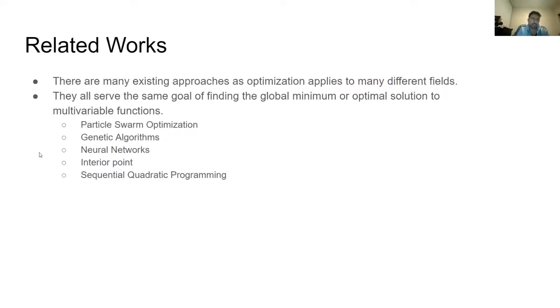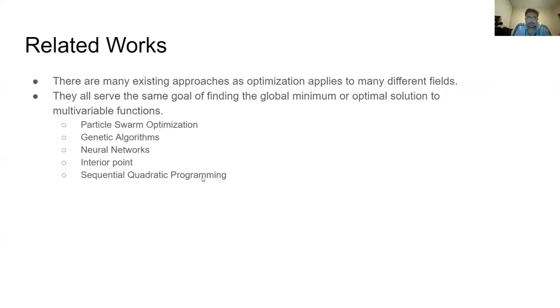Currently there are many existing approaches when it comes to optimization. These methods are used in different fields. We have many optimizers available and several algorithms which can be used in this project. We have mainly focused on just two algorithms. The goal of all these methods is to find the global minimum or optimal solution to multivariable functions. We do have a lot of options like particle swarm optimization, genetic algorithms, and neural networks. I can briefly describe what these do.